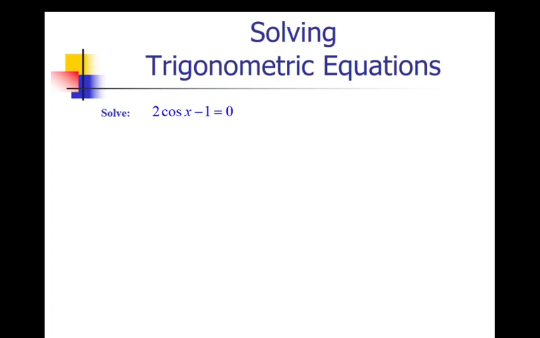Solve 2 cosine x minus 1. First rule in algebra when you're solving is to get it set equal to 0. When you're finding solutions, it has to be set equal to 0. So this one's already set equal to 0, and we have no extra work to do there. Now we're going to isolate cosine x using normal algebra. We add 1 to both sides, divide by 2, and we get cosine x equals 1/2.